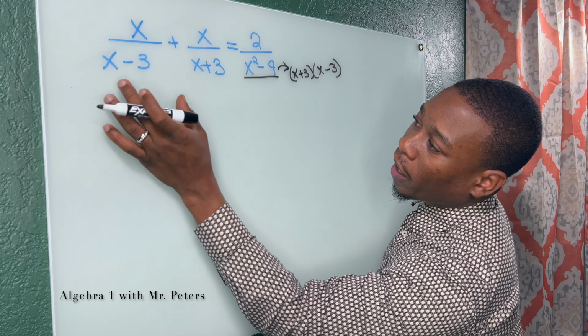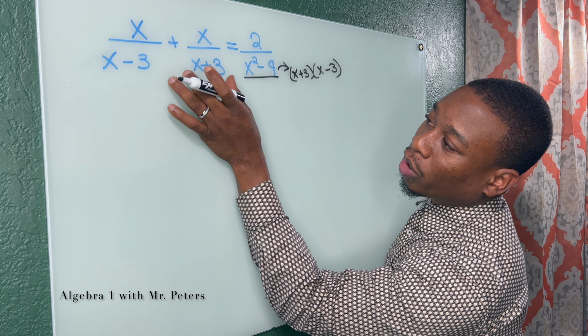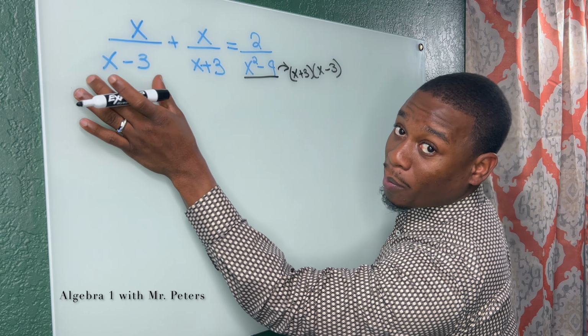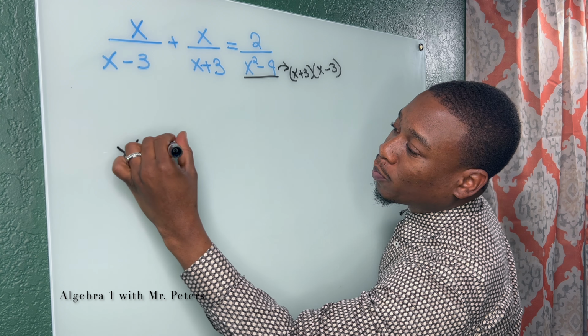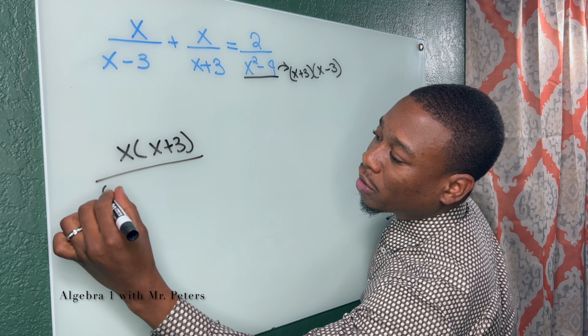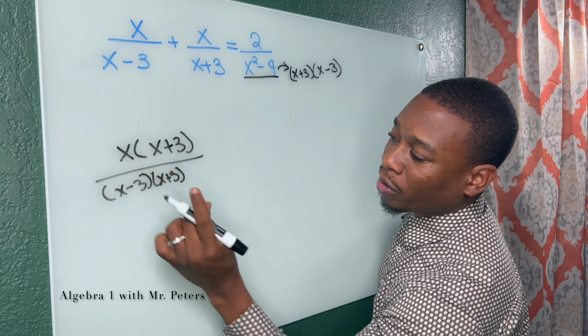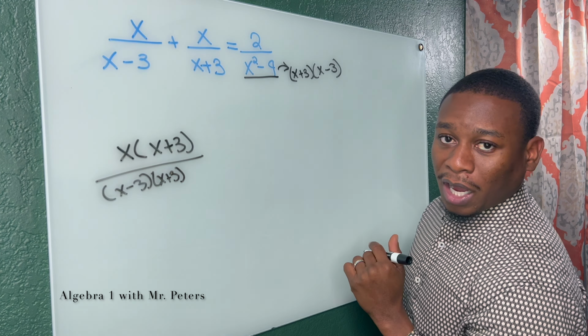So now when we look at each fraction, we have to make sure that it has both of those parts in the denominator, and if it doesn't, we add it. So in the first fraction, we're going to add x plus 3, right? Because we have to multiply the bottom by x plus 3 to have the same denominator. And whatever we do to the bottom, we do to the top.